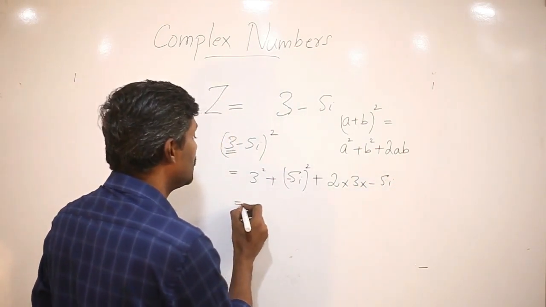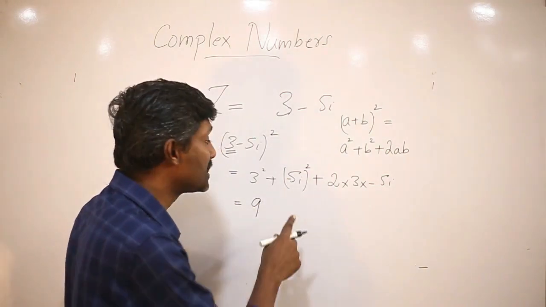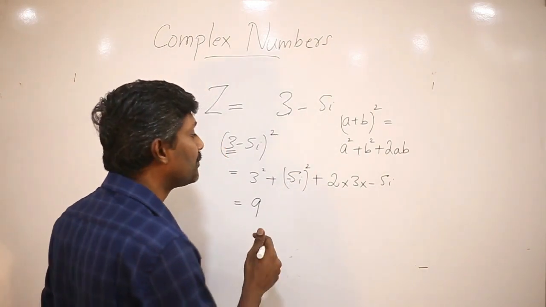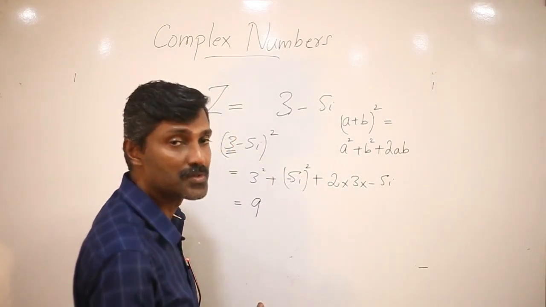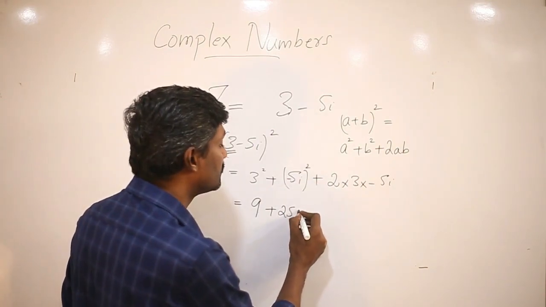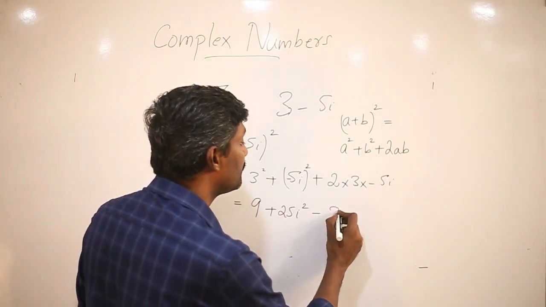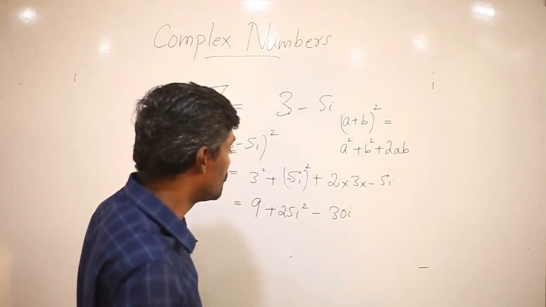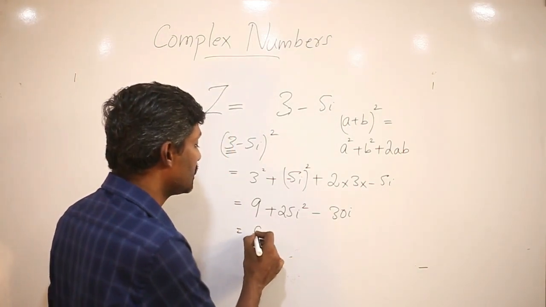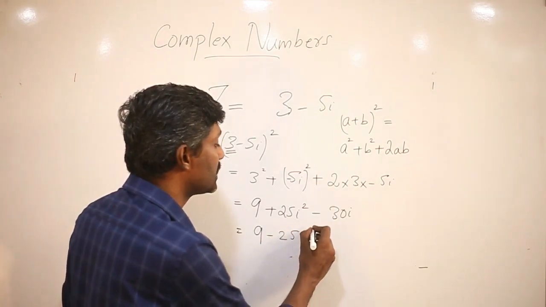So, what do I get? 3 square is 9. And what is minus 5i the whole square? Minus 5 the whole square is 25. Okay, minus square is 1. So, minus 1 square is 1. So, minus 5 the whole square is 25. And then we have i square. Then 2 into 3 is 6. 6 into minus 5 is minus 30. It's minus 30i. Now, tell me what is the value of i square? Minus 1, right? So, this is 9 plus 25 into minus 1, which is minus 25, then minus 30i.